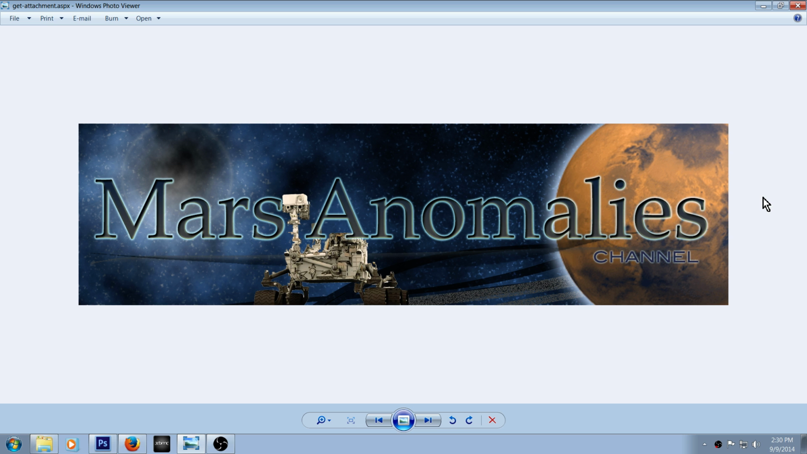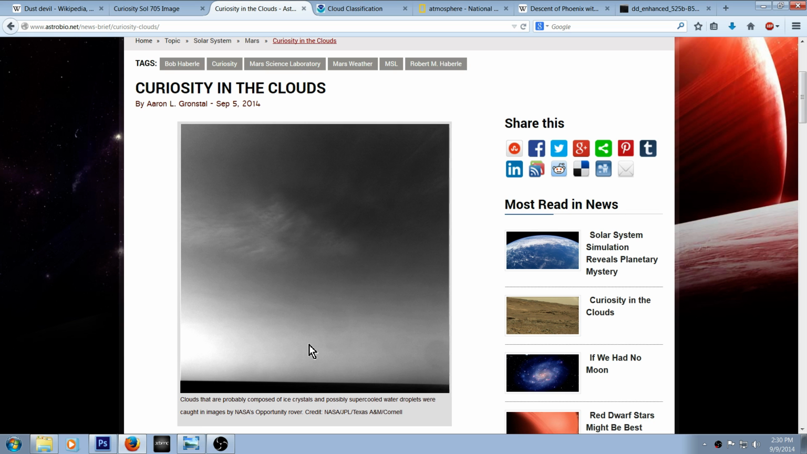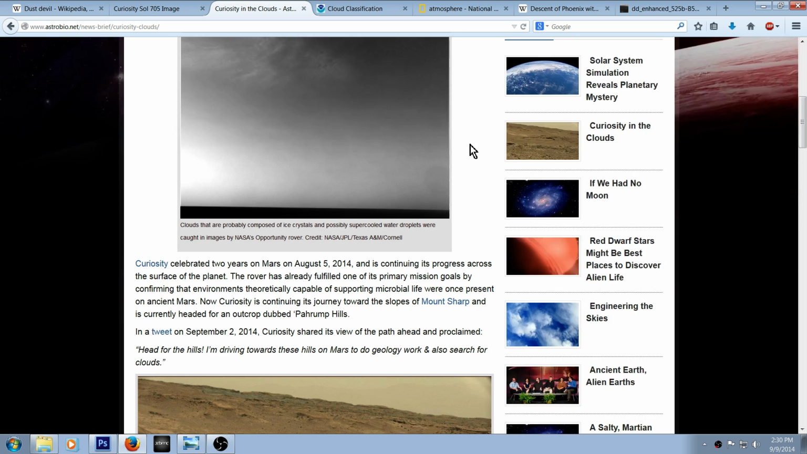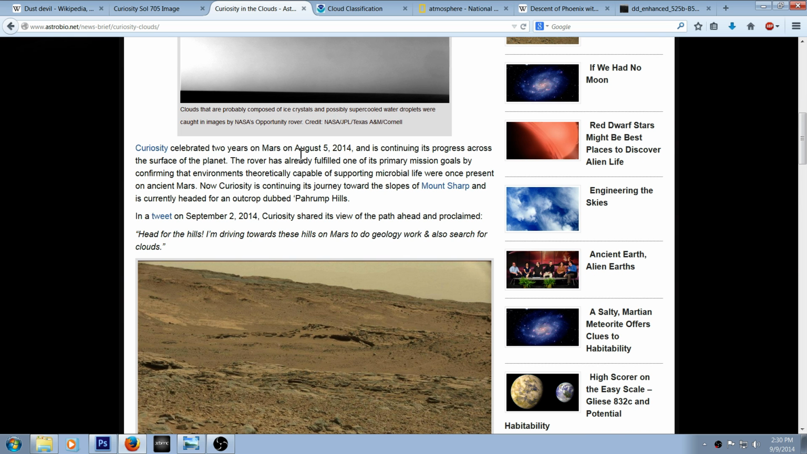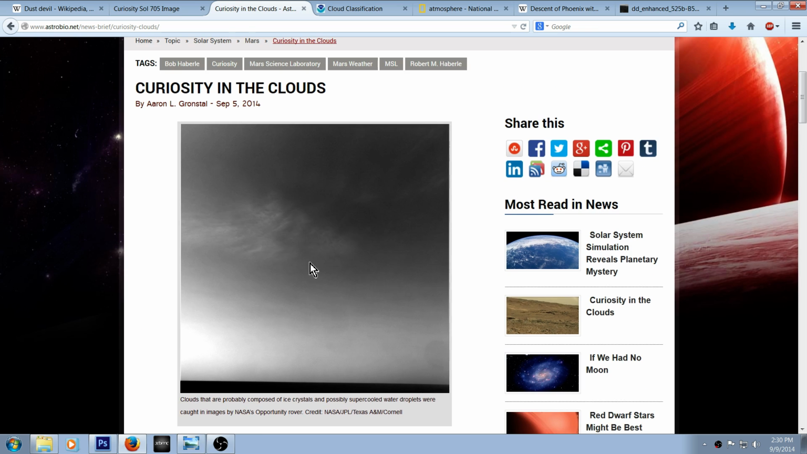Okay. I'm going to show you videos taken this month, I think it was September 5th, 2014, where they actually talk about Curiosity, but for some reason this is a picture right from Opportunity, where it shows clouds. And I'm going to show you that right now. Right here. Curiosity in the clouds. What's funny about it is they talk about Curiosity celebrated 2 years on Mars, August 5th, blah, blah, blah. But right under here, it says clouds that are probably composed of ice crystals and possibly supercooled water droplets were caught in images by NASA's Opportunity rover.